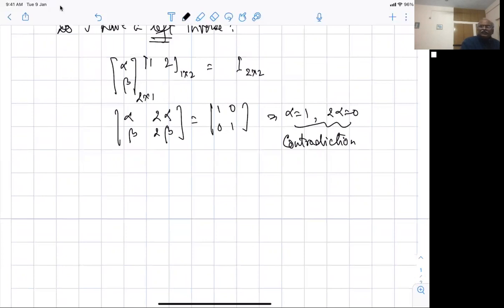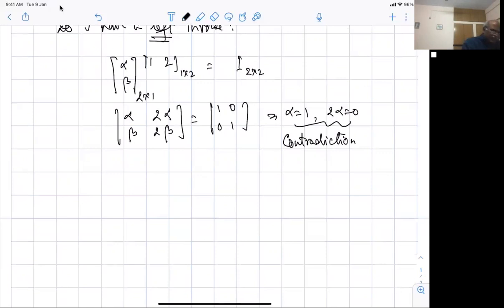For rectangular matrices, such things are there, and they lead to what are called pseudo inverse or generalized inverse. All right, G inverse. I'll not get into that. That's out of syllabus, but it's important. Fine. So we look at square matrices.